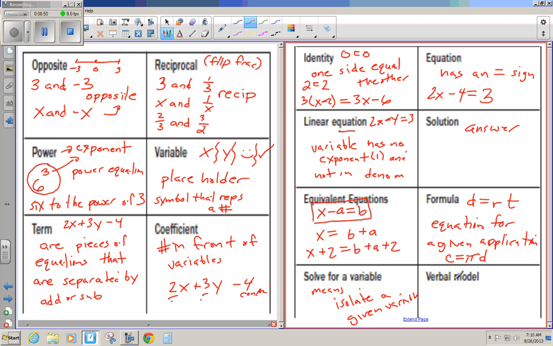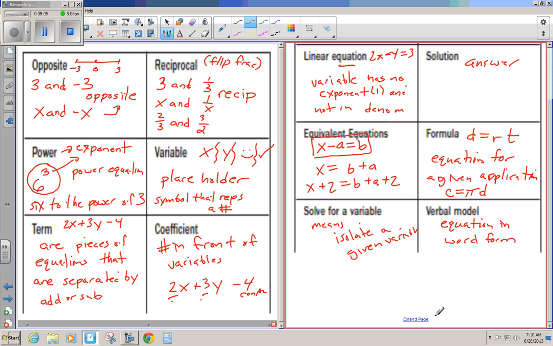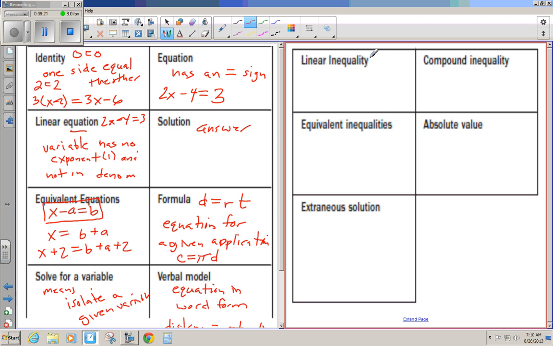A verbal model is where you write an equation, and we'll just say that it's in word form. So instead of d equals rt, it's distance equals the rate times the time. All right, the last three.